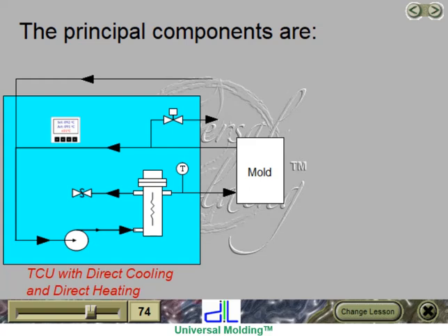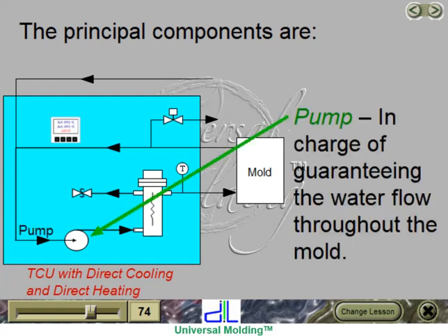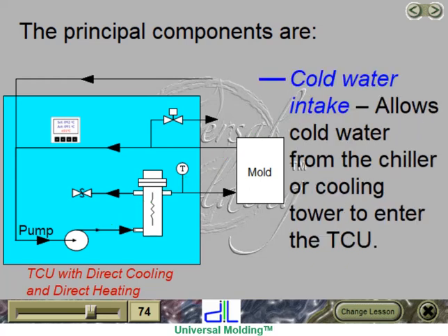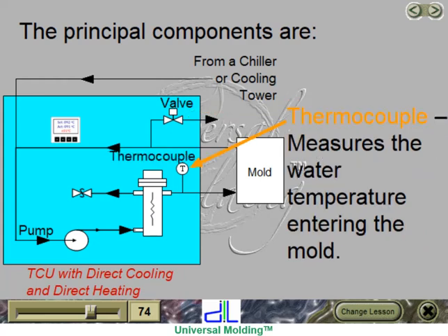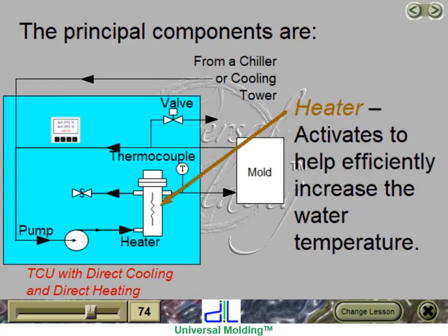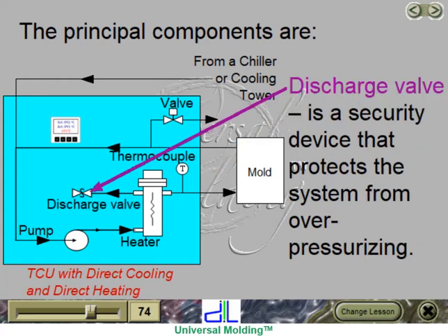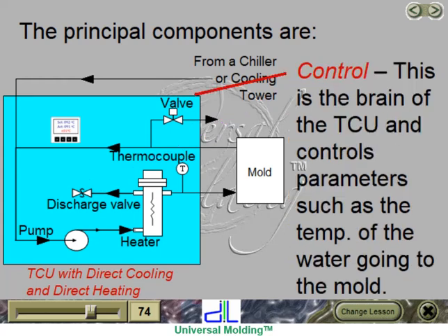The principal components are: Pump, in charge of guaranteeing the water flow throughout the mold. Cold water intake, allows cold water from the chiller or cooling tower to enter the TCU. Cooling valve, this discharges hot water from the TCU to the chiller or the cooling tower. Thermocouple, measures the water temperature entering the mold. Heater, activates to help efficiently increase the water temperature. Discharge valve, is a security device that protects the system from overpressurizing. Control, this is the brain of the TCU and controls parameters such as the temperature of the water going to the mold.